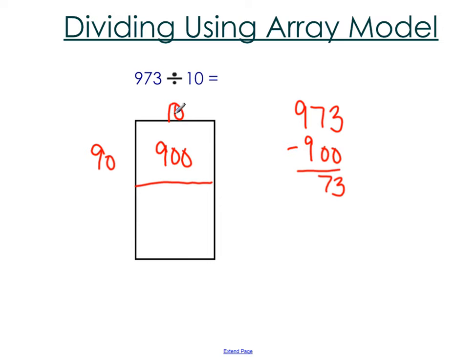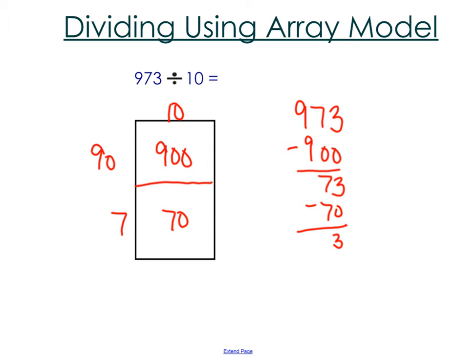Now, what other multiple of 10 gets us close to 73 without going over? That would be 7. So this amount here times 10 is 70. So now we have taken away 70, and what's remaining is 3. And we know 10 times something cannot make 3.